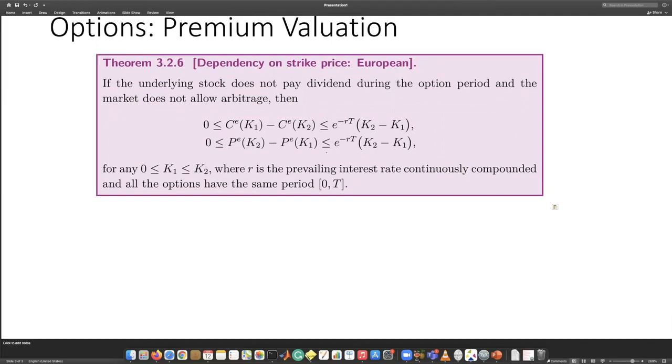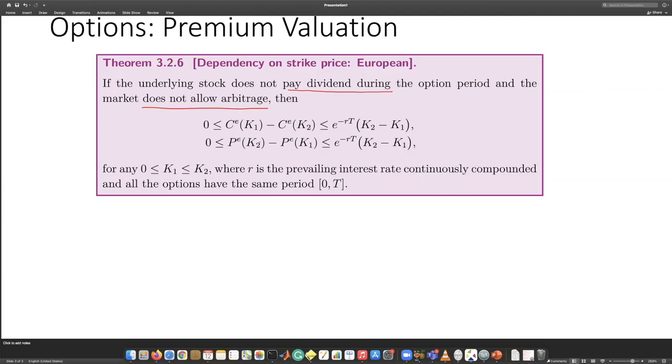This also establishes an important property of the option price, that is the Lipschitz continuity condition of the option prices. So the theorem goes like this: if the underlying stock does not pay dividend, you can also establish these inequalities for dividend paying stocks, but let's not go into that routine work. And further, the market does not allow arbitrage. This is an important assumption which we always make.